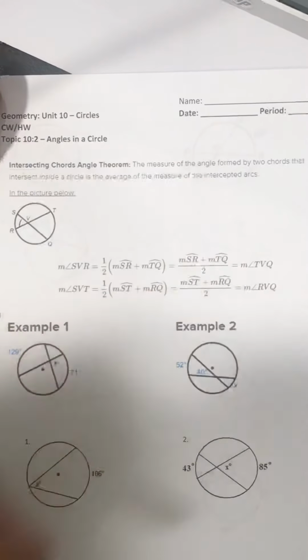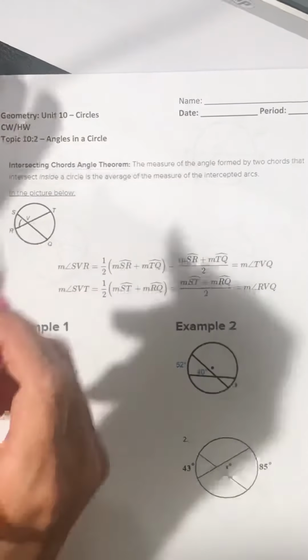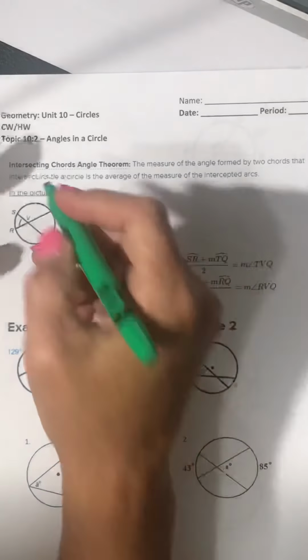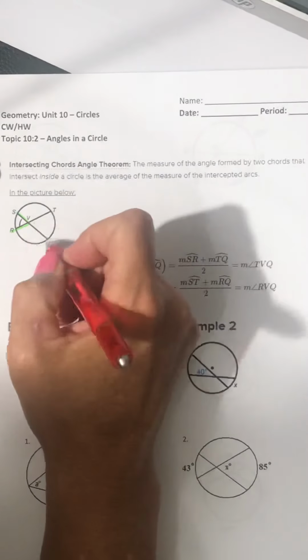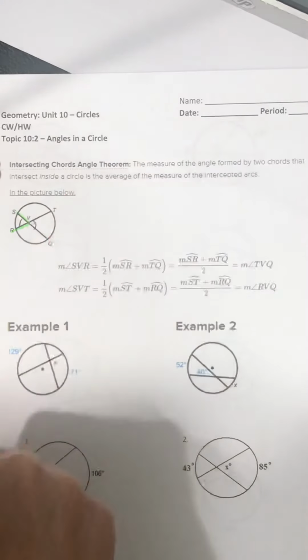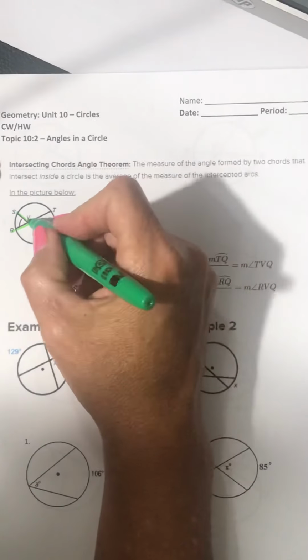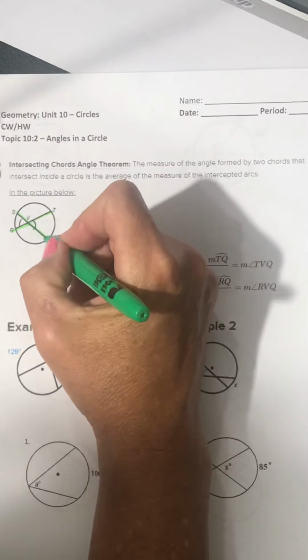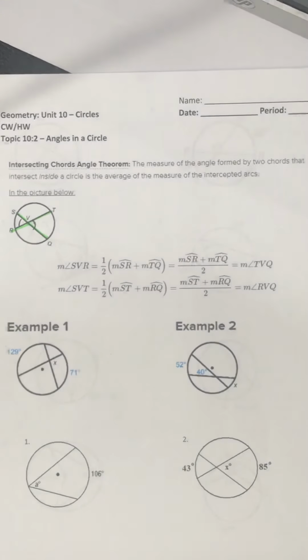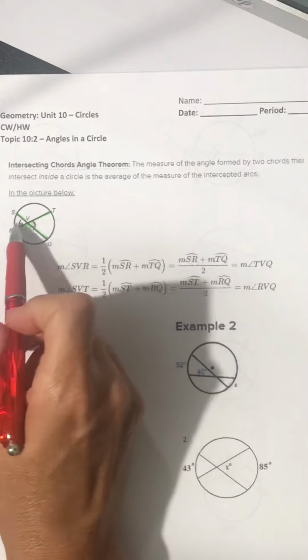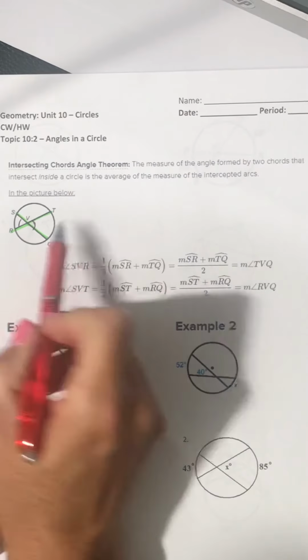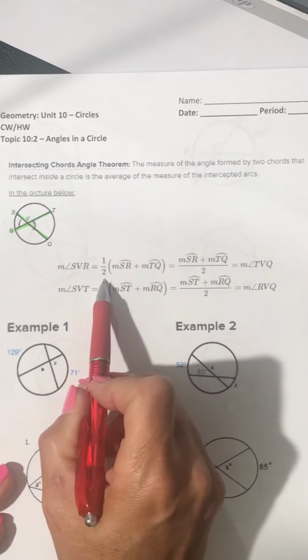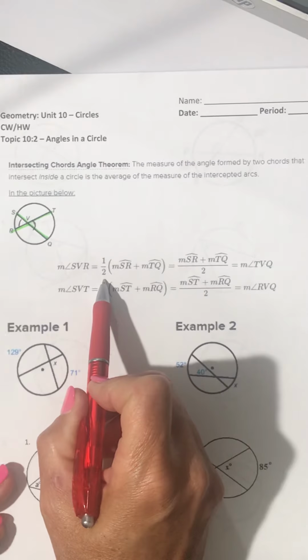This angle, SVR, is congruent to angle TVQ. Why are those angles congruent? Yeah, think. Why are they congruent? Right, because they're vertical angles. But if you look, this arc is definitely a different size than this arc. So we're going to add the two together and divide by 2, and we get the average.